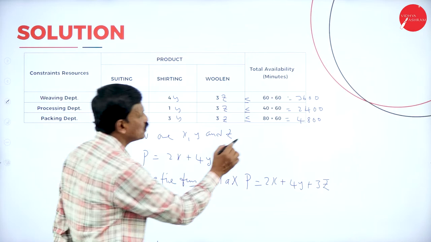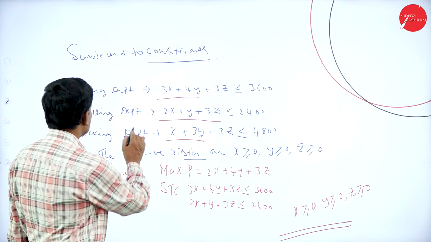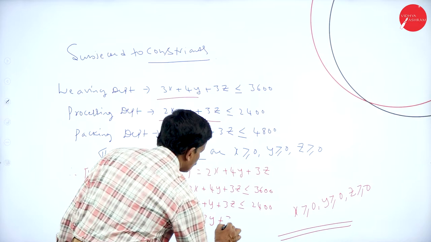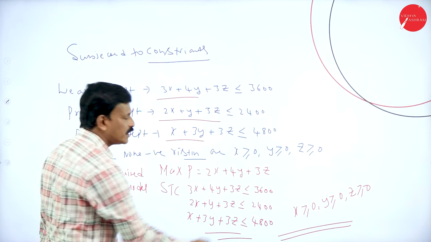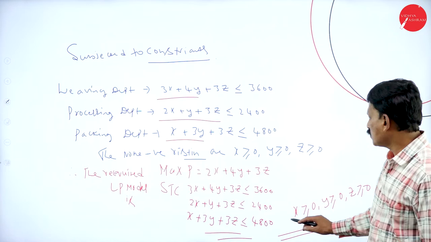So the objective function, and now subject to the restrictions, the last one is x plus 3y plus 3z is less than or equal to 4800, and the non-negative restriction: x is greater than or equal to 0, y is greater than or equal to 0, and z is greater than or equal to 0. This is the required LP model. So there is a small correction, not 3200, it is 4800. Correct it.